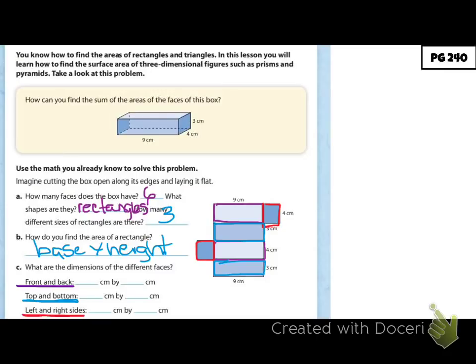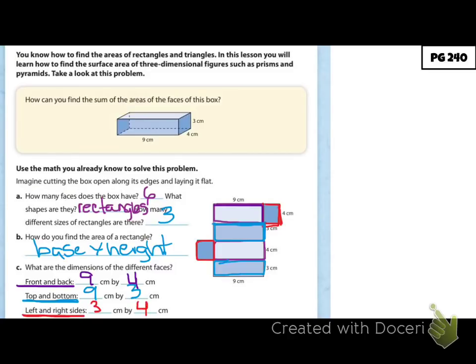If I look at our purple shapes, our front and back, I can see that it's 9 and the side is 4. So we put 9 and 4. For my blue, which is the top and bottom, it's still going to have the same length of 9, but the side is 3. And then for our little sides, our left and right side, we can see that it's 3 by 4.